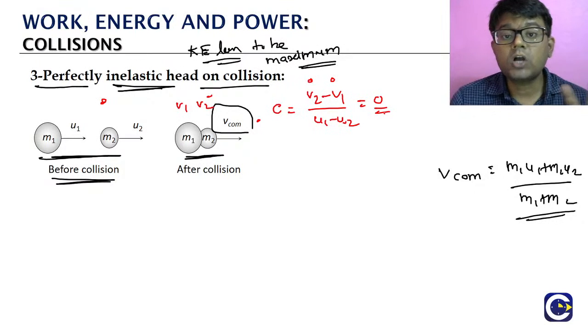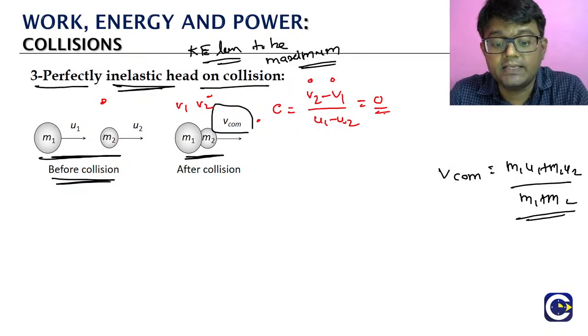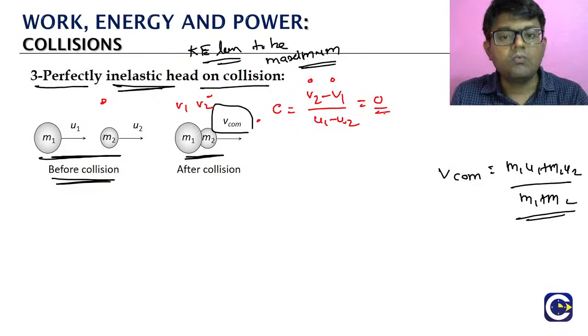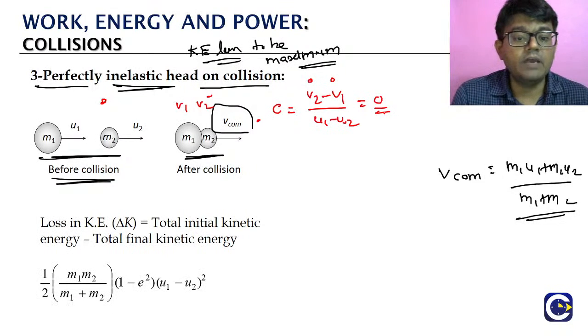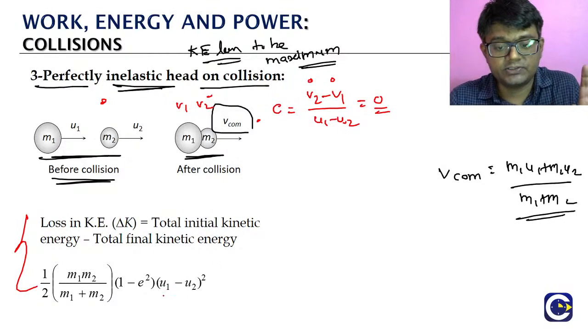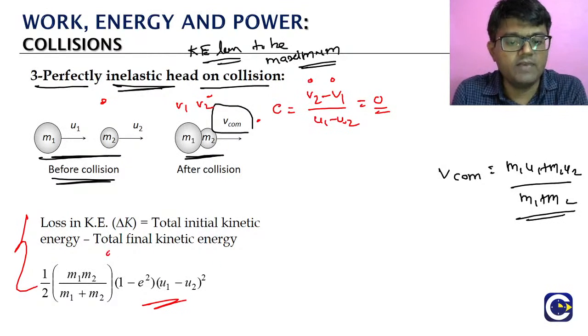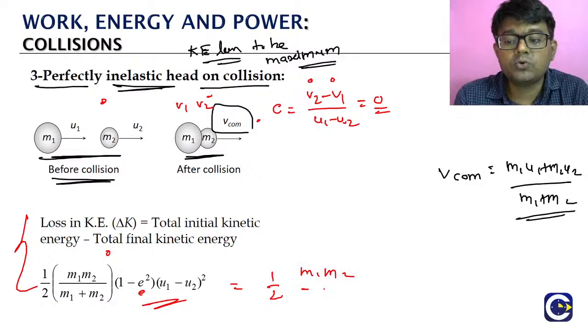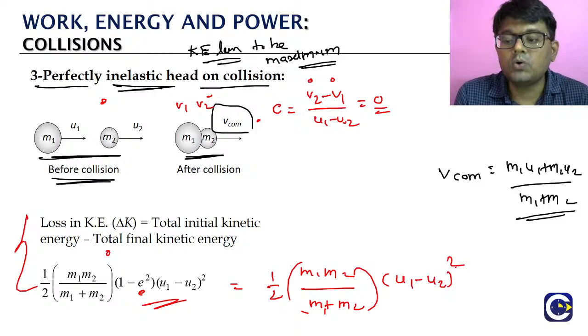Now, because we are talking about the special case where the kinetic energy loss will be maximum, what will be the value of that? Already we have talked about the expression for the kinetic energy loss. In this expression, if it is the perfectly inelastic case, then E will be 0. So just substitute E as 0, and we get half m1 m2 by m1 plus m2, times 1 minus E square, which means 1, into u1 minus u2 the whole square. So this is the expression.